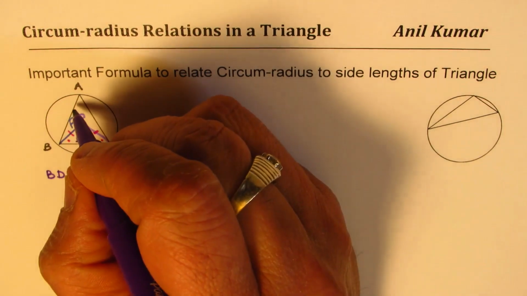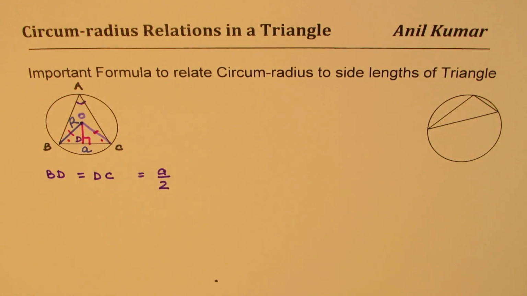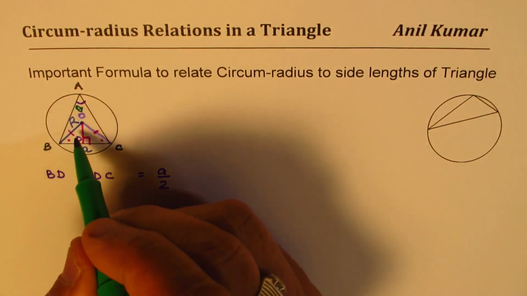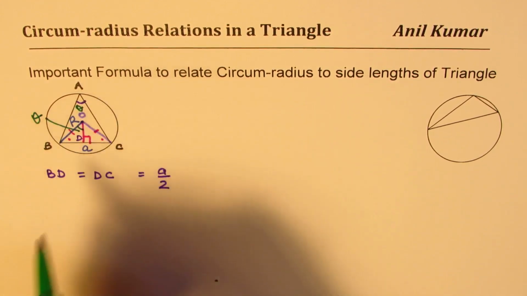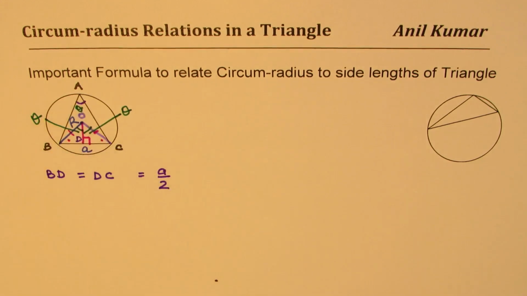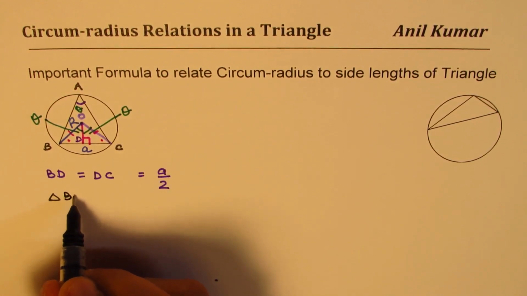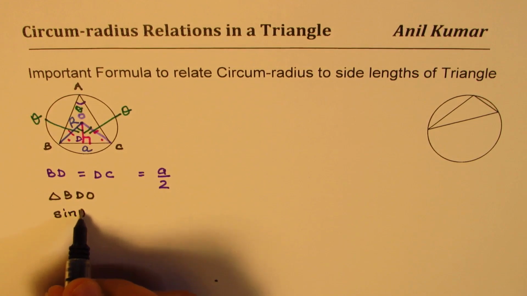Now, let us say the angle here is theta. Let me use a different color here. If this angle is theta, the total angle at the center will be 2 theta. So the smaller angle will also be theta, correct? These two will also be theta each, because the center angle will be twice that angle, right? So now we have a right triangle. So if you look into the triangle BDO, in this particular triangle, what is sine theta equal to?